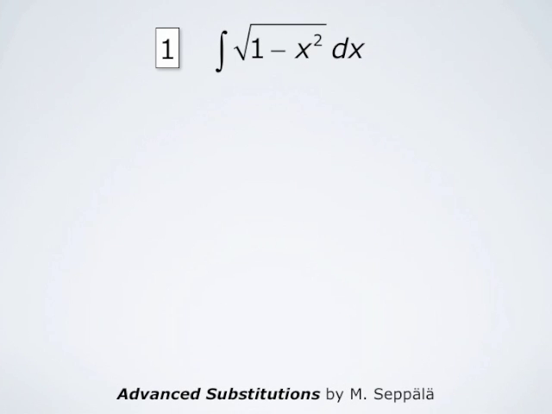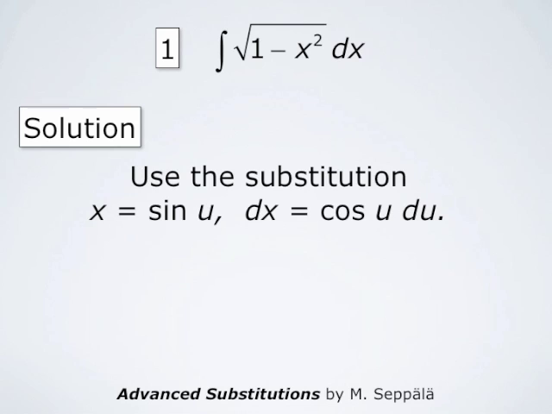In this example, we compute the integral of square root of 1 minus x squared dx, and we do that by the substitution x equals sine of u. When x is sine of u, then dx is cosine of u du. Square root of 1 minus x squared is defined if 1 minus x squared is non-negative. This means that x must be between -1 and 1.